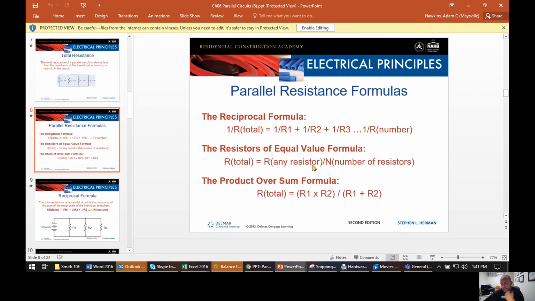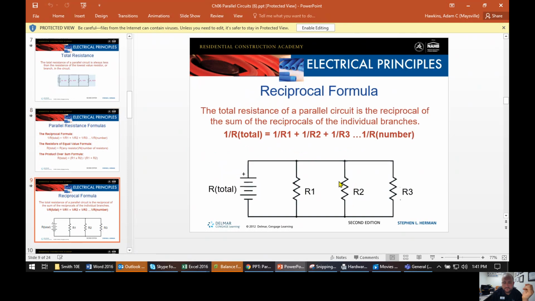That part's easy. Product over sum is for when you have only 2 resistors connected. If I'm comparing 2 things together, I can do product over sum. That one's not bad: you take the resistance of number 1 and the resistance of number 2, multiply them to get the product, and divide by the sum, which is adding them. And the total resistance of a parallel circuit is the reciprocal of the sum of the reciprocals of the individual branches.